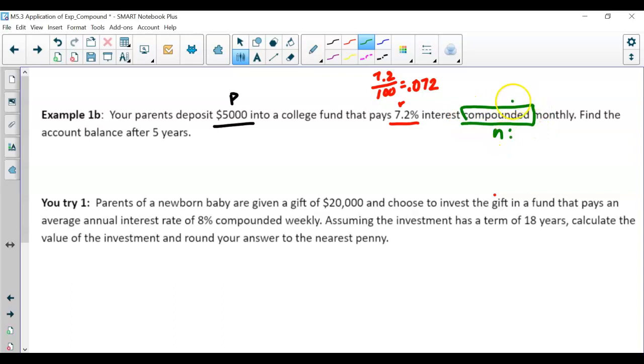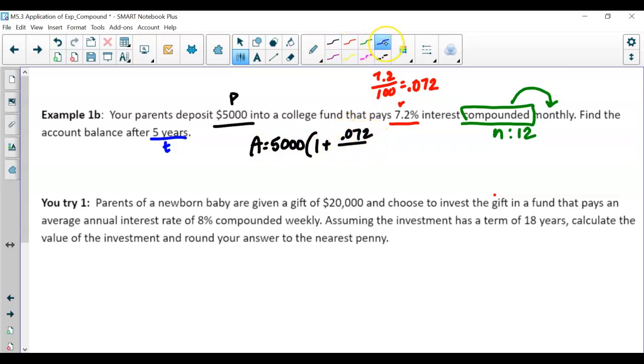So here we go. What is our n value? Compounded how often? Monthly. So n is what? 12. Find the account balance after 5 years. So here's our t. Again, see how we have that keyword compound? How often? 12. So here we go. A is equal to 5,000 times 1 plus, we need our fraction, right?